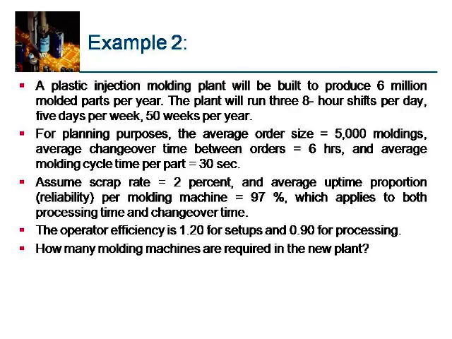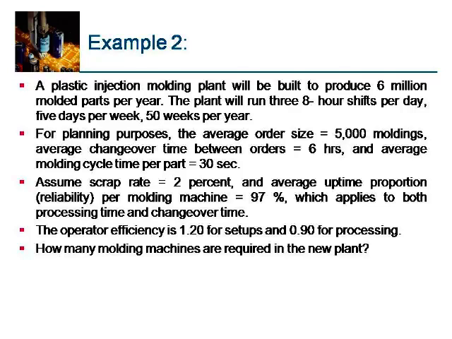Example 2. A plastic injection molding plant will be built to produce 6 million molded parts per year. The plant will run 3 8-hour shifts per day, 5 days per week and 50 weeks per year. For planning purposes, the average order size is 55,000 moldings. Average changeover time between orders is 6 hours, and average molding cycle time per part is 30 seconds.